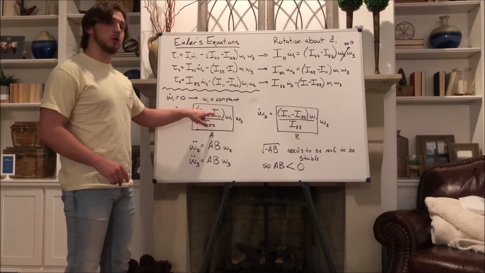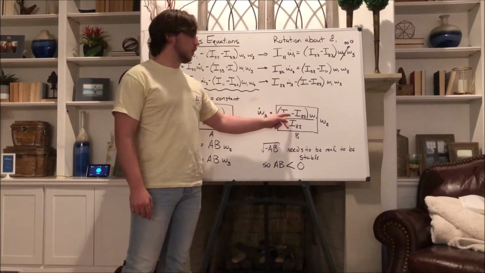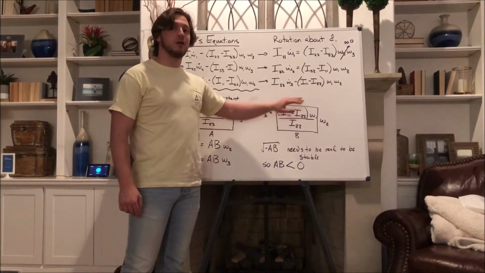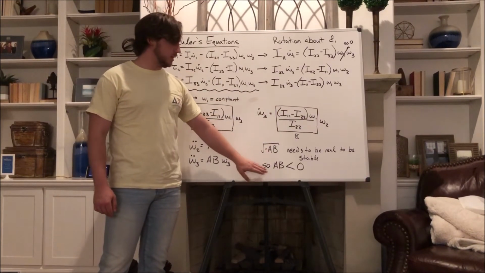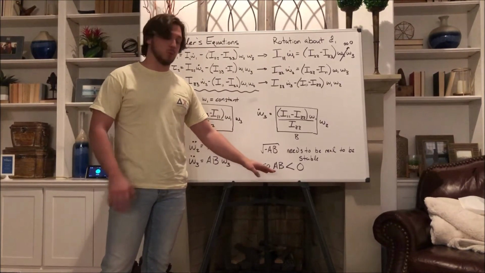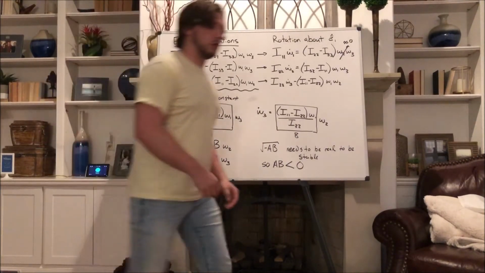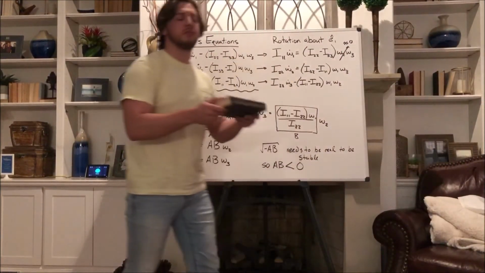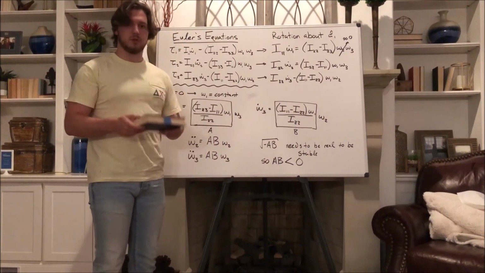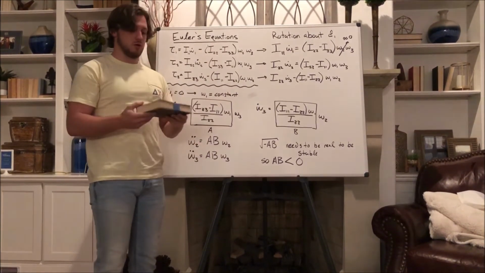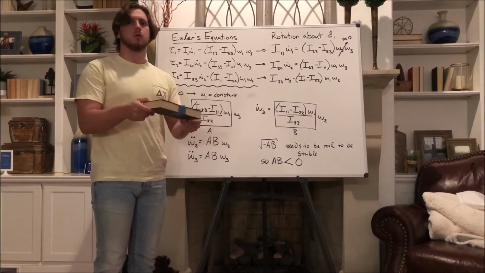I33 minus a smaller I11, this term is positive. But coming over to here, I11 minus a larger I22, this term is negative. A negative times a positive is equal to a negative. So we need the condition AB is negative, or less than 0, and it is satisfied. And so, if we twirl this object about its E1 axis, it's stable. You don't pick up any other angular velocity terms in omega 2 or omega 3.